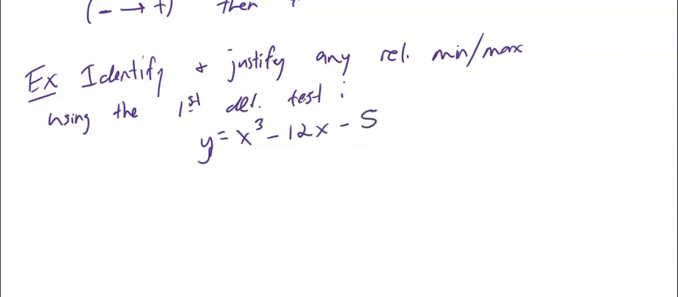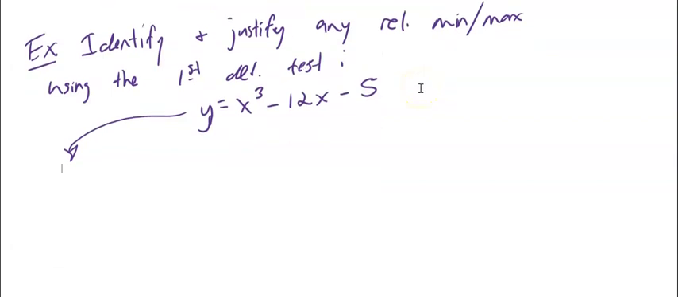Now, if we had a calculator, we could graph it, but this is something that we are doing without a calculator. And it's good to be able to do things without a calculator, so we can do it on our own. All right, so here are our steps. Step 1, find the derivative. So when I find the derivative, I get y prime equals, power rule, 3x squared minus 12.